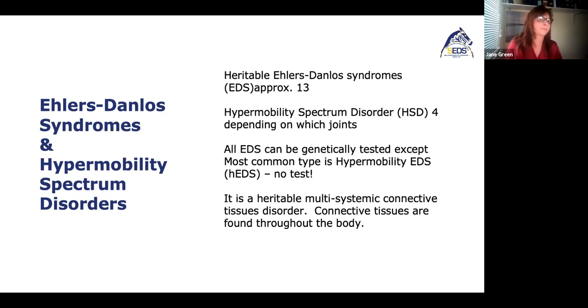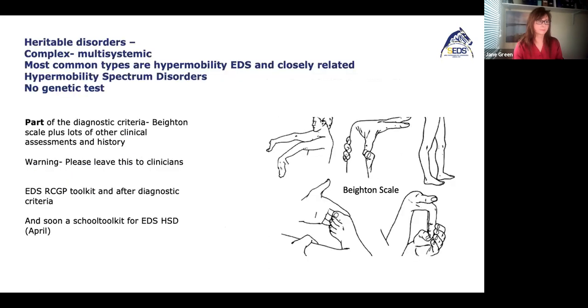So all EDS, apart from the most common types, can be genetically tested, and that will be great, but we have no test. So we're a bit stuck, and it's a multi-systemic connective tissue disorder. So I'm going to talk about that a bit more in a minute. So how do they diagnose hEDS? Well, at the moment, it's using the Beighton scale. Now, at this point, if I'm doing a webinar and I see people, they're usually trying to do these movements.